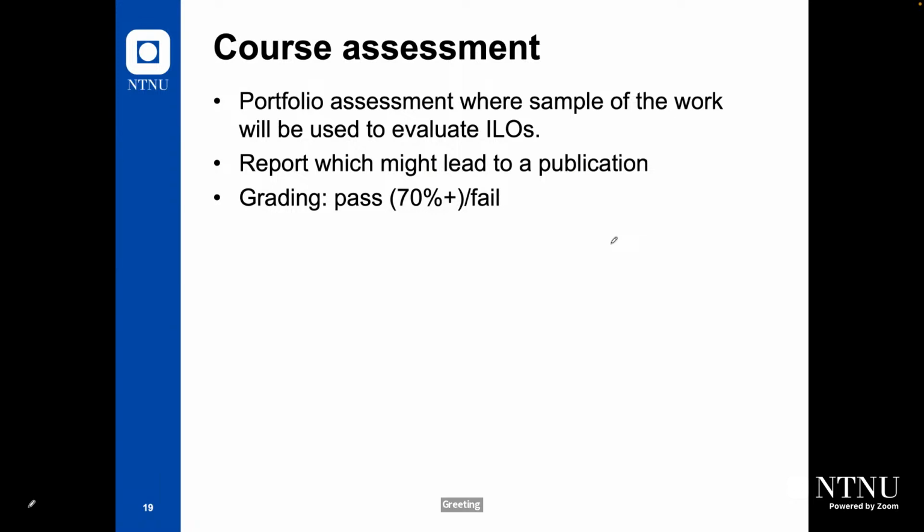And in fact, to pass, you need to get more than 70%. It's not 50% or something. So we don't have E and D here, it's pass and fail, but pass is a high pass. It's like B. You need to get B in order to pass a course. So you need to write a very good report. And as I told you, it's 6 pages.